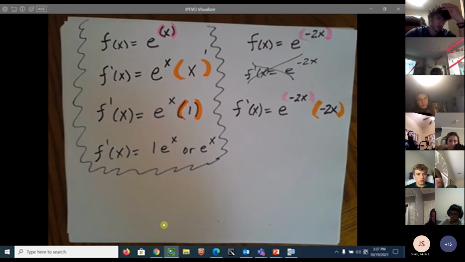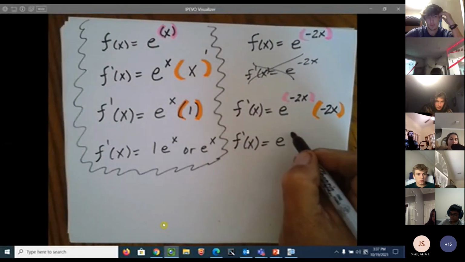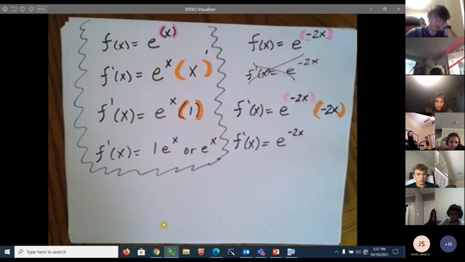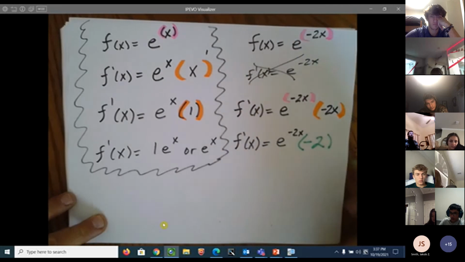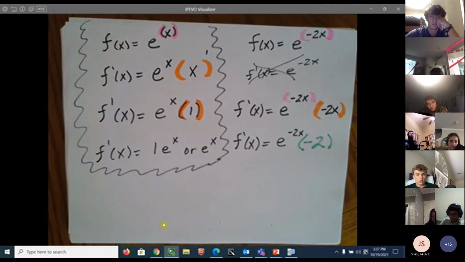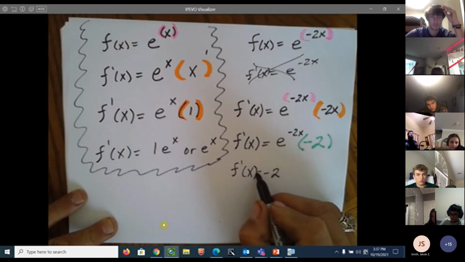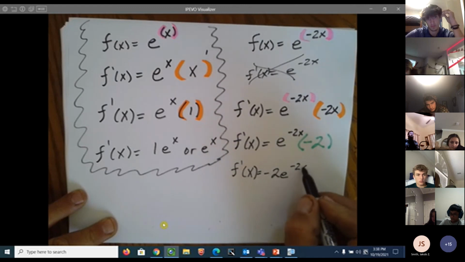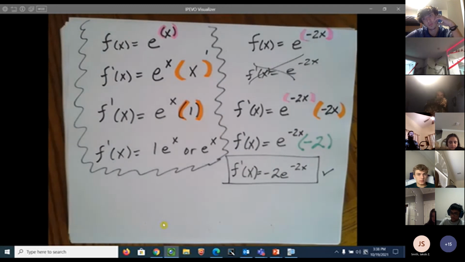And then I rewrite it. f prime of x is equal, you just bring that down, e to the negative 2x. And then what is the derivative of negative 2x? Negative 2. And now you've got the right answer. So the final answer of what you thought was real simple is negative 2e to the negative 2x. And that's the correct answer.